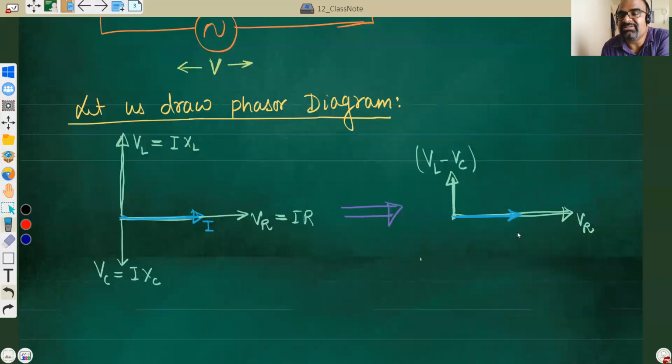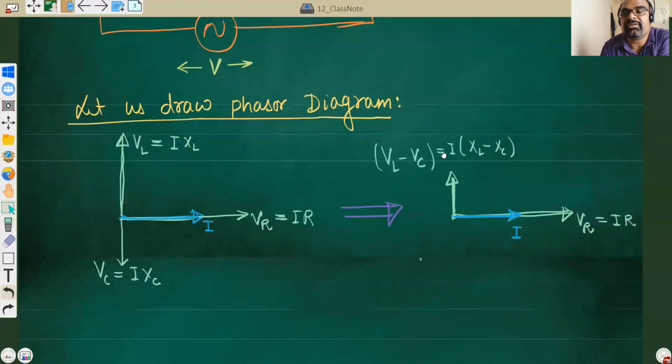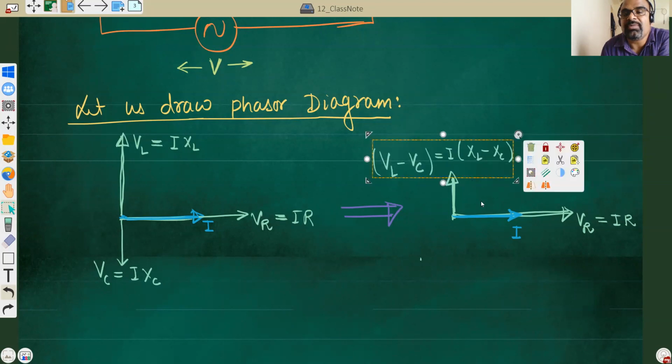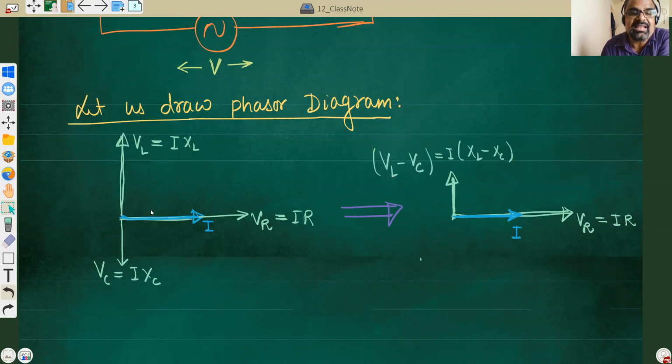And this is the I phasor. Now, what will be the length of VR? It will be I into R. What will be the magnitude of this? It will be I into XL minus XC. Let me show it over here. I hope it is fine. IXL and IXC, so I is taken common.